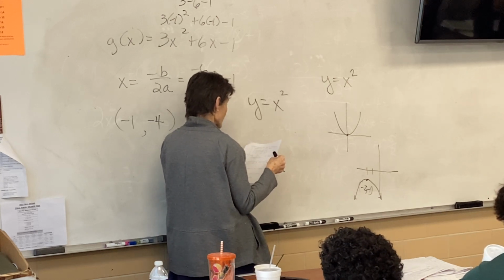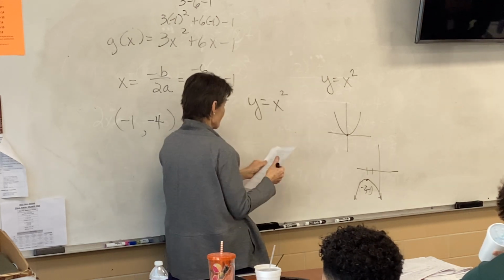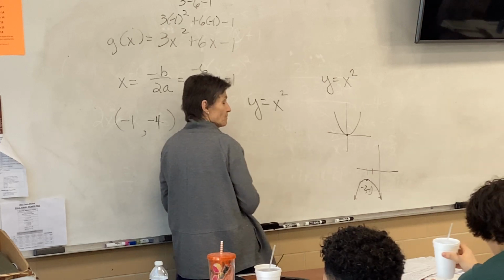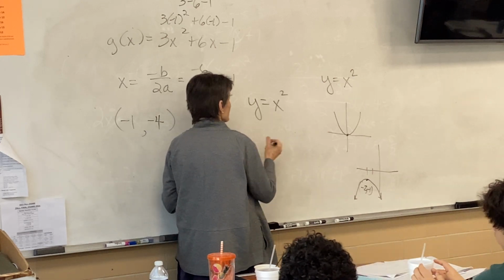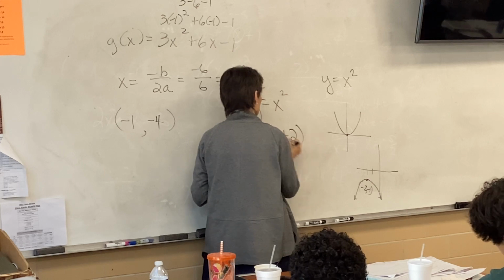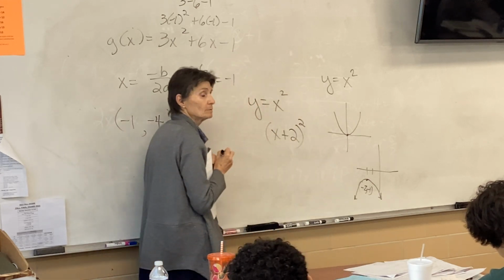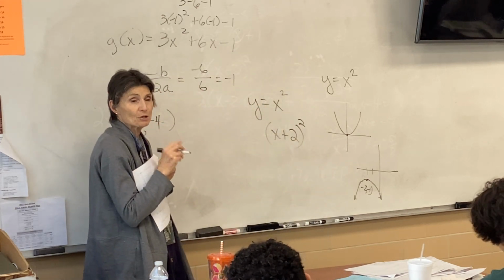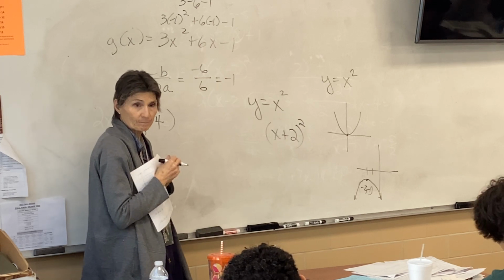Where am I even reading? It's horizontal shift left 2, right? Left 2. I want to go left 2. So what am I doing? So this is going to be plus 2. Don't forget the square. That moves me 2 to the left.